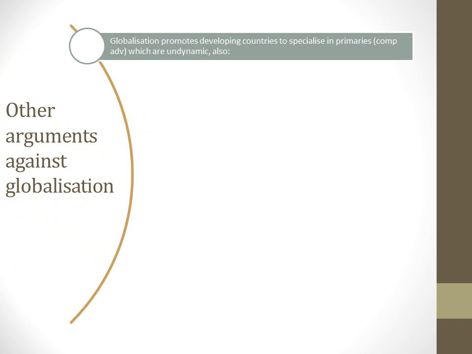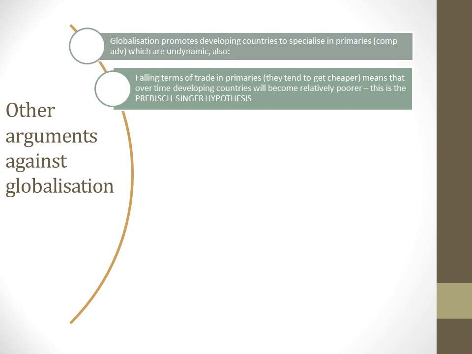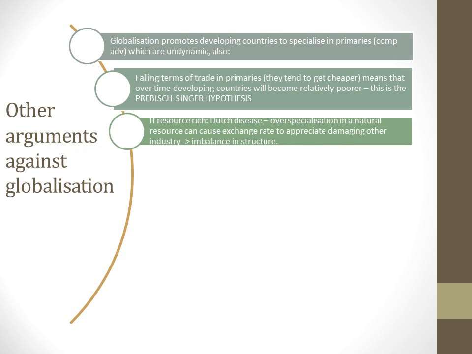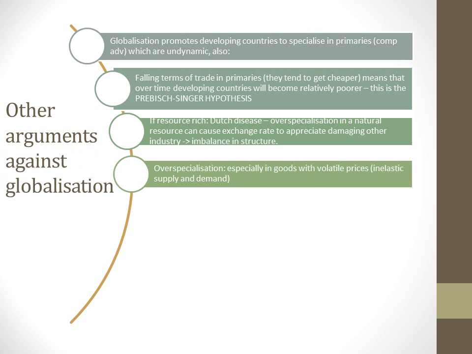One, that globalization promotes specialization in primaries in developing countries which are undynamic. They don't promote the technology and learning by doing for growth. Similarly, such specialization in primaries will inevitably lead to less wealth generated from trade, because the terms of trade tend to fall with primaries. This is known as the Prebisch-Singer hypothesis, that even if you have a very valuable natural resource in your country as a developing country, the over-specialization in that can cause your exchange rate to appreciate, thus causing your other industries to wither on the vine.